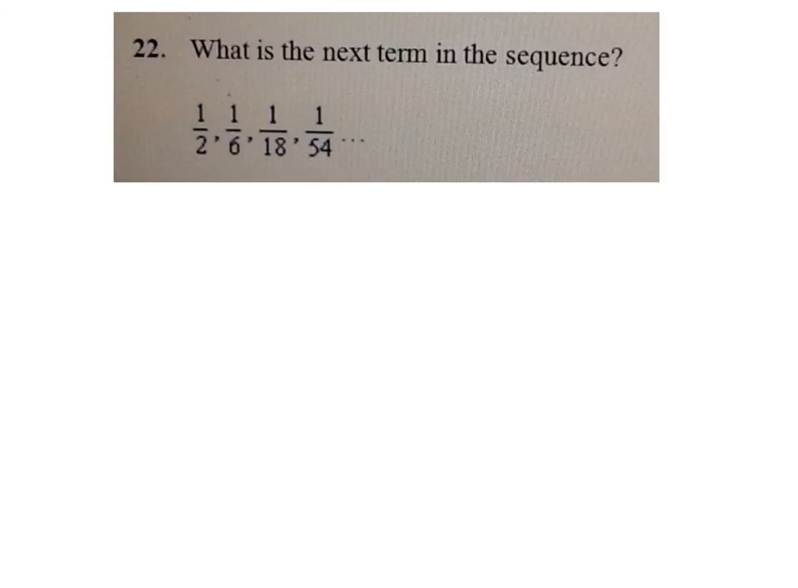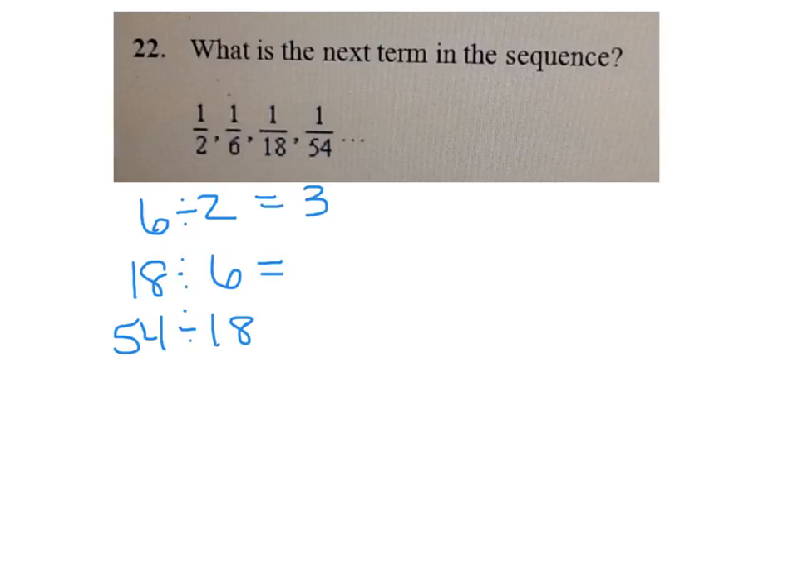So let's see if we're multiplying by something. So to check to see that, you could always do 6 divided by 2, 18 divided by 6, and 54 divided by 18, and see if we get the same number. Well, 6 divided by 2 is 3, 18 divided by 6 is also 3, and 54 divided by 18 is also 3. So the fact that we got the same number for all three of these, then we know that our common difference, or sorry, not common difference, our common ratio is going to be 3.